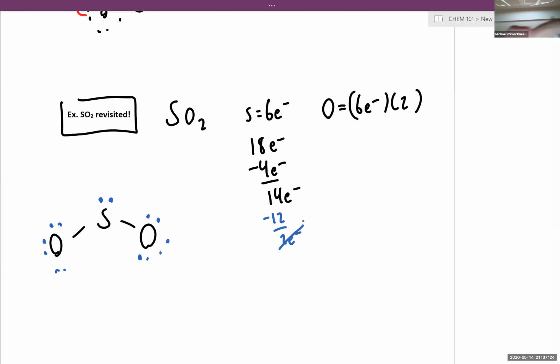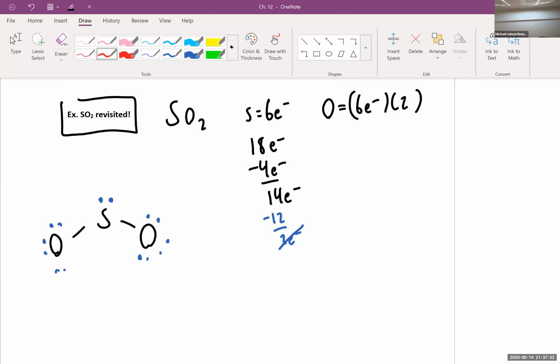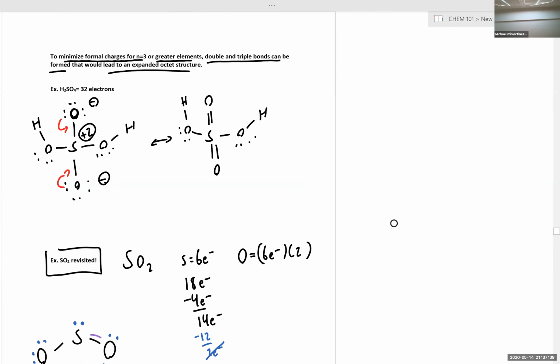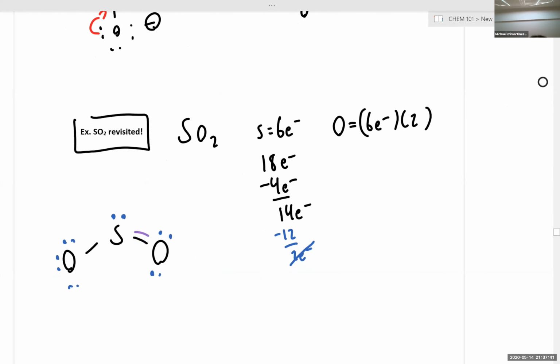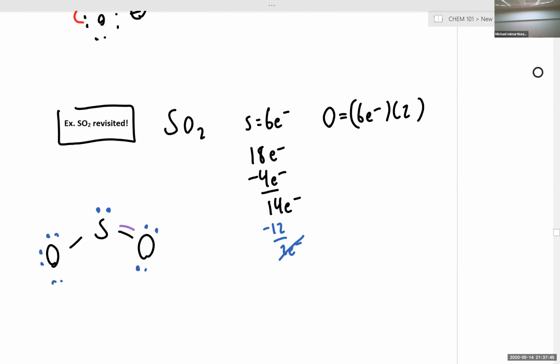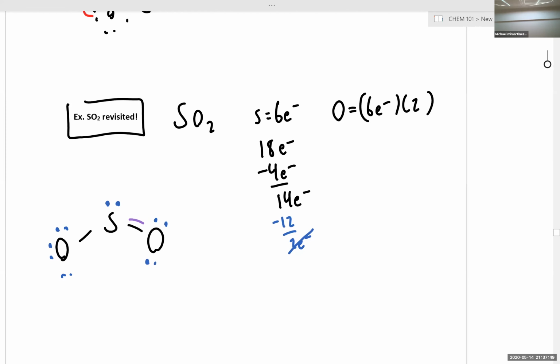Now, my question to all of you is, does sulfur have a complete octet? No. So let's take one of our lone pairs and form a double bond. Now, looking at this structure, my question to you is, does this structure follow the octet rule?